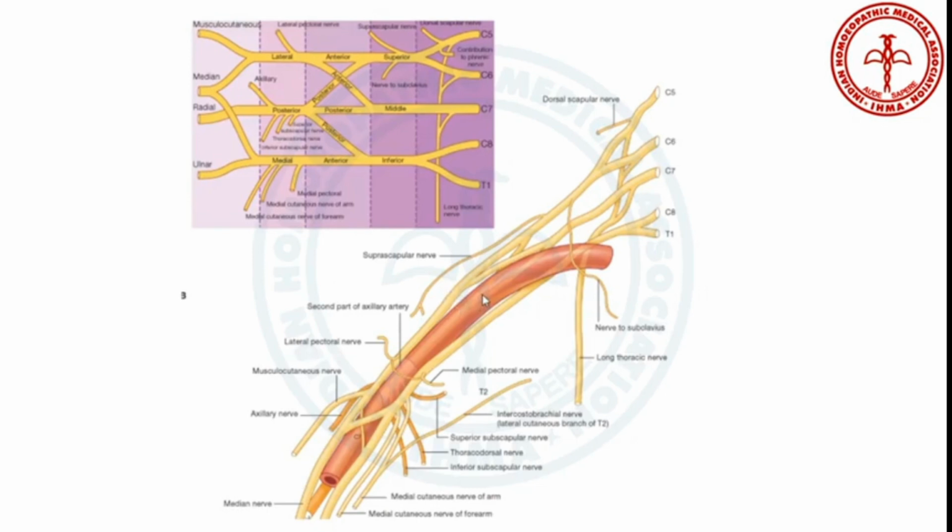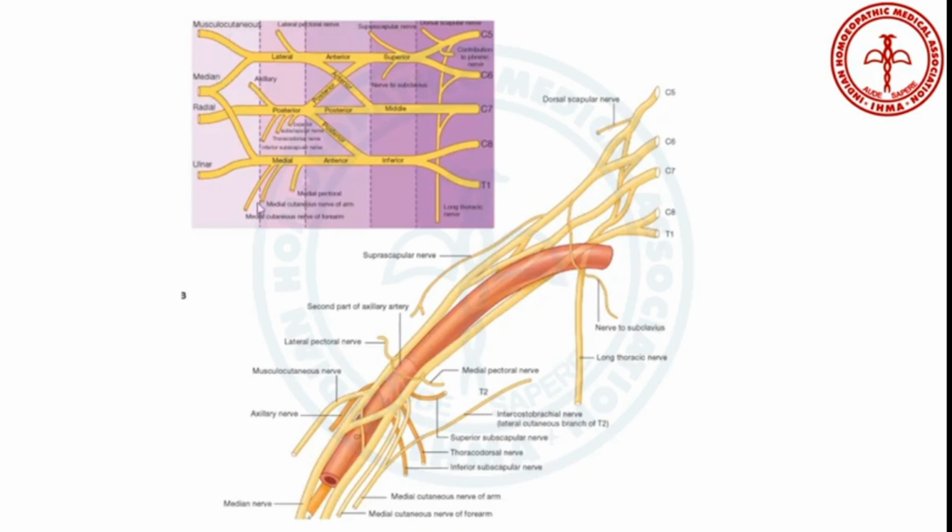So now let us discuss the cords, lateral, medial and posterior cord. This is very clear. The posterior divisions of all three trunks, upper, middle and lower, join to form the posterior cord of the brachial plexus, which is behind the axillary artery. The anterior divisions of the upper and middle trunks join together to form the lateral cord, which lies lateral to the axillary artery. The anterior division of the lower trunk will continue as the medial cord, which lies on the medial aspect of the axillary artery. So this is how the cords are formed.